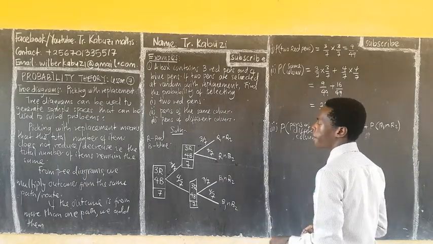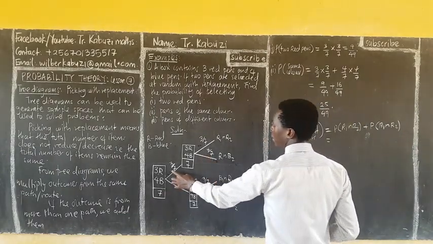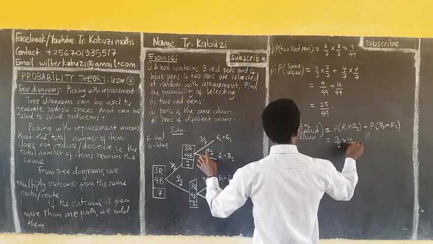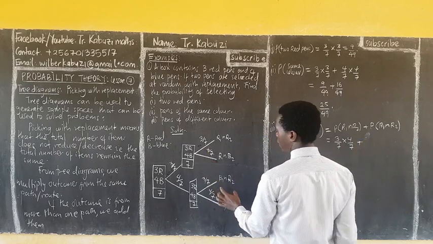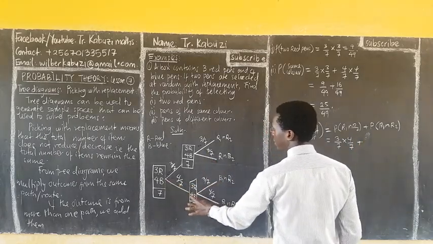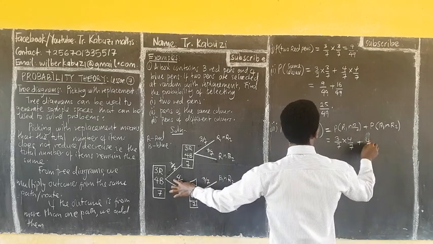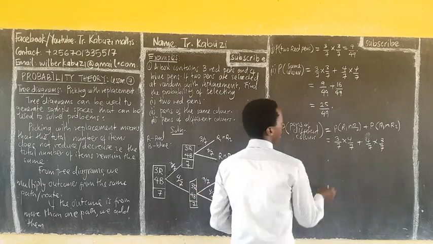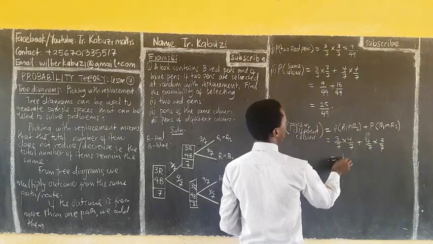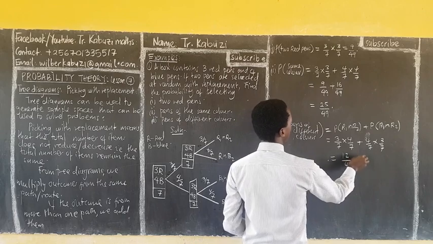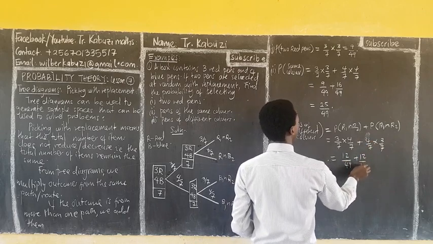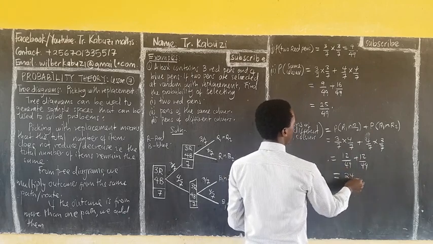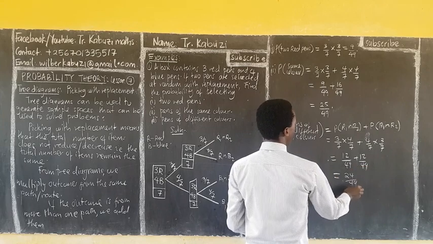So this is going to be, for this one, we move like this, 3 over 7 times 4 over 7, then plus. Now for this one, we move like this to this, so we have 4 over 7 times 3 over 7. And you see up there, we have this and this. We have 12 over 49, then plus 12 over 49, and that way we add. We get 24 over 49, the same LCM.